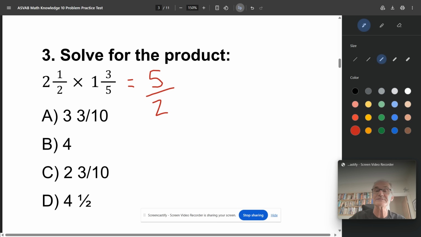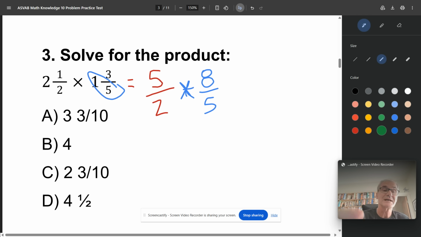And then I'm going to do the same thing for the second one. 1 times 5 is 5. 5 plus 3 is 8. Now I have 8 fifths. Whoops, I'm multiplying, not adding. Multiplying is a lot easier. To multiply, I could just multiply across the top, multiply across the bottom. However, what I want to do first is cancel wherever I can. 5 will go into here once, into here once.